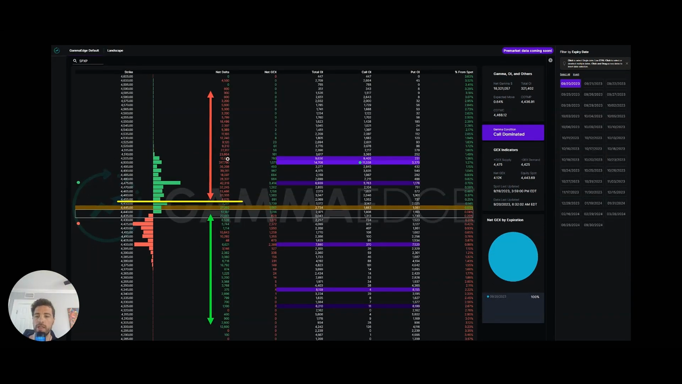Here, moving on to the 0DTE complex, a bit of a shift here, and by that I mean that we are opening above transition. Transition is 4435 to the downside. Thing to note is we still are in the money put dominated here, and we are actually call dominated on the left plane.